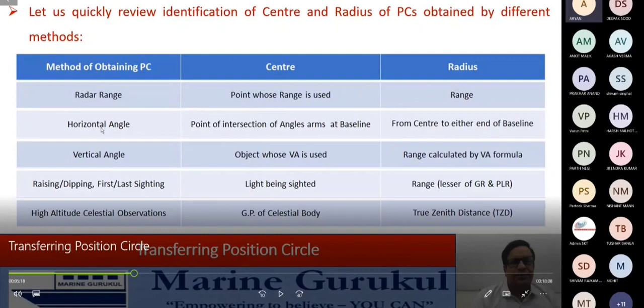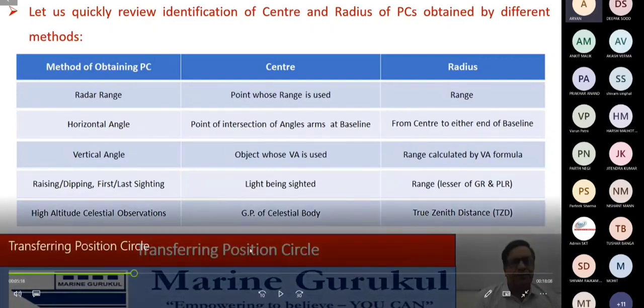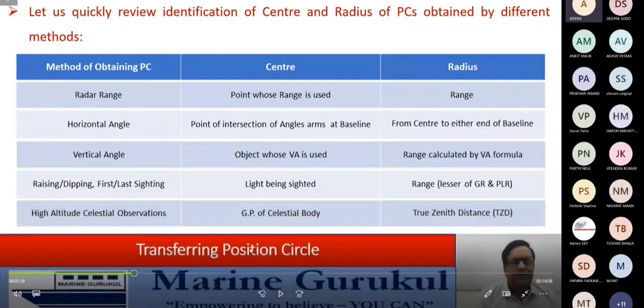When you do phase 1 chart work, then I will explain this also. But other methods, radar range, horizontal angle, vertical angle, raising, dipping, first last sighting, we have done all these methods. So I hope all the methods are clear, beta. Yes, sir. Very good, beta. So if you want, you can take a screenshot of this. This gives you a summary of all the methods of position circles and how we get the center and the radius.